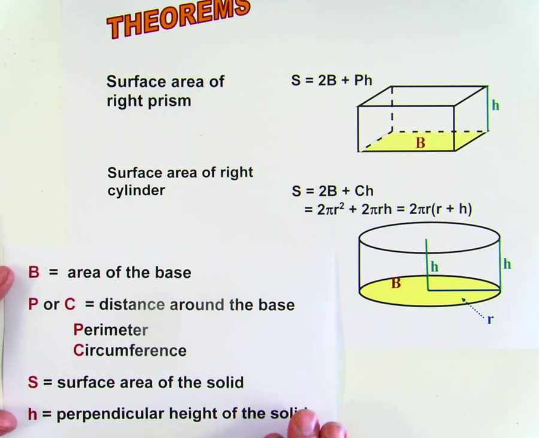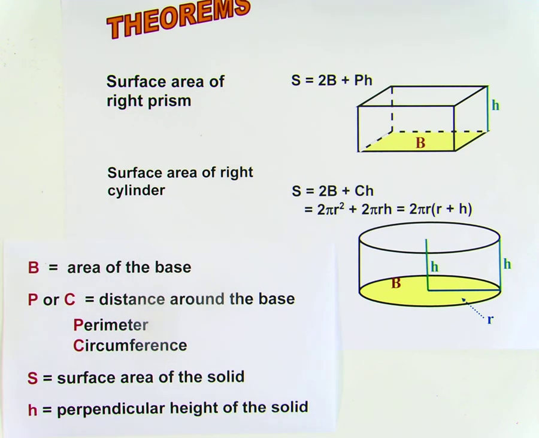So that's our 2 formulas, one for the surface area of a right prism, the other for the surface area of a right cylinder. Remember, it does not work if it's not right. Here endeth the lesson.